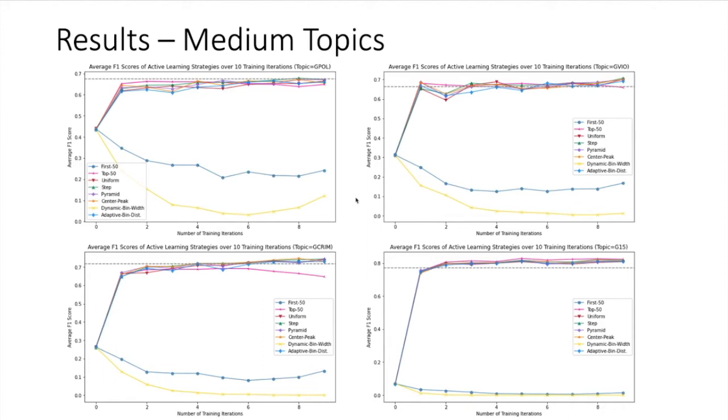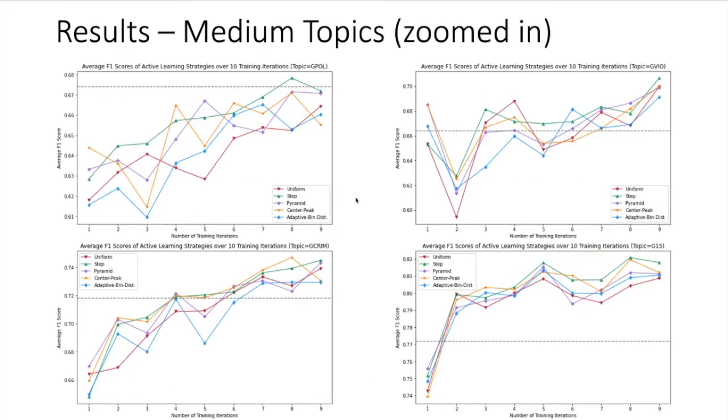So on the next slide, we're going to zoom in on a few of the higher performing strategies towards the top of the model. So what you see here is the uniform, the step, the pyramid, the center peak, and the adaptive bin distribution. At first glance, it really seems like they're all performing pretty much similarly to one another. You might be able to pick one or two, like maybe the step function is doing a little bit better, but they're all pretty similar.